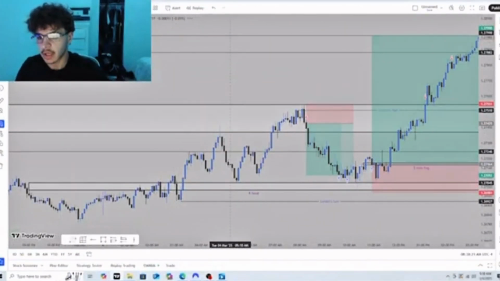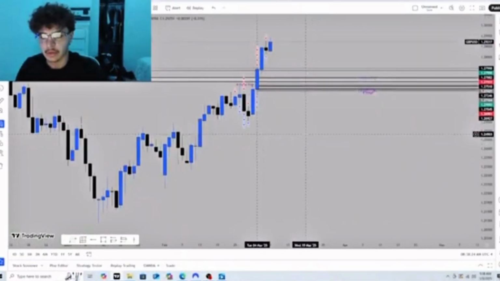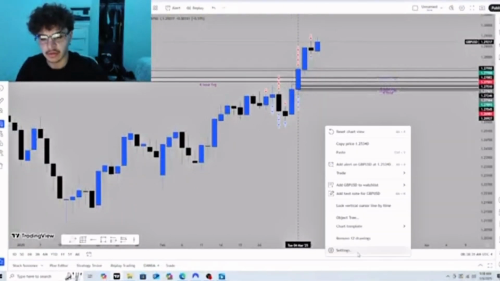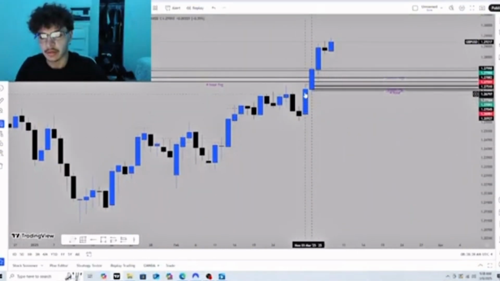let me go on the higher time frame. So let me mark it out. Okay, this is the first day I traded. So it took out the previous day's high. Here, let me remove the executions. Okay, it took out the previous day's high already before my session.